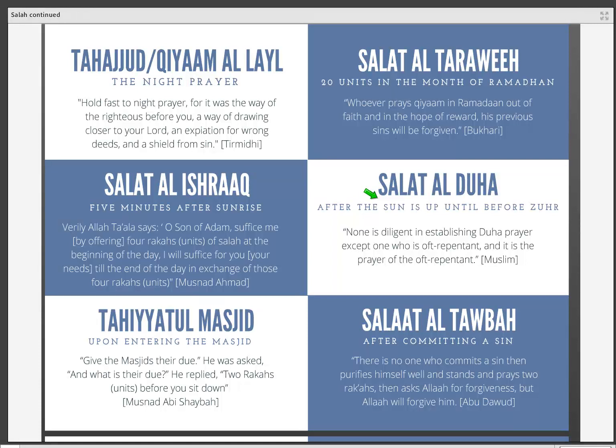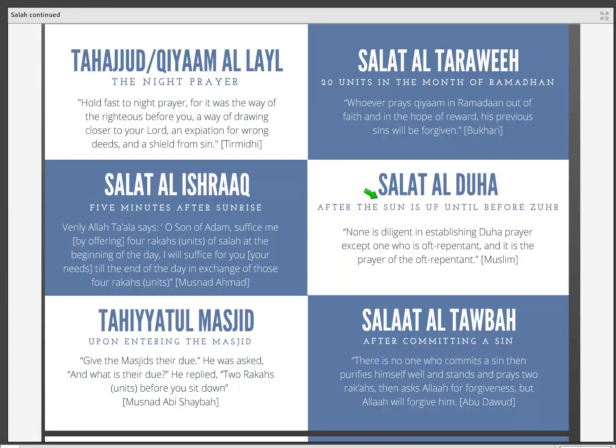Now, with regards to the Taraweeh prayer, the Prophet Muhammad mentioned that whoever prays Qiyam in Ramadan out of faith and in hope of reward, his previous sins will be forgiven. So this is of importance. We then find that Qiyamul Layl, the Tahajjud, is also an important aspect throughout the year. I wouldn't want to go into each of these here. We've got our booklets, and you have it on the screen as well. You can view the virtues attached to that.